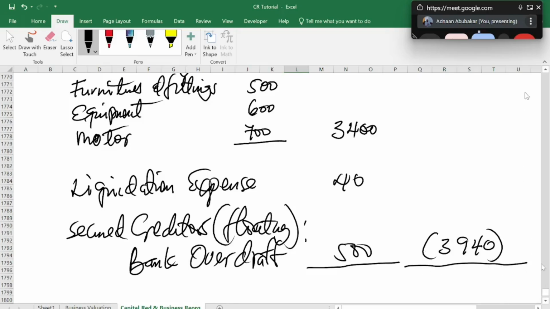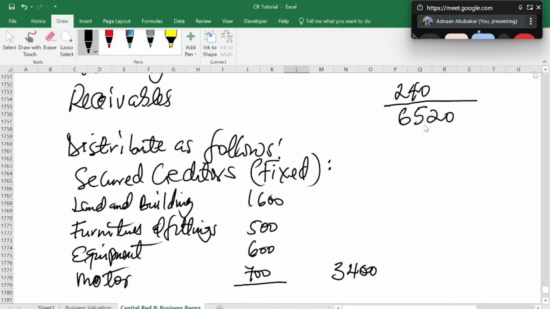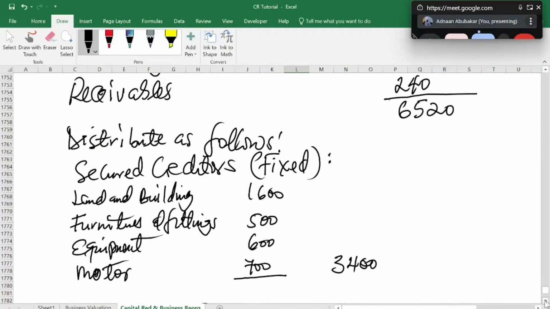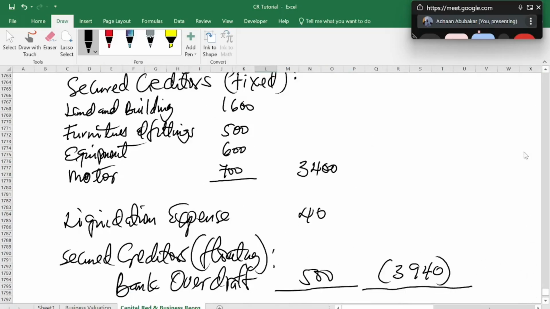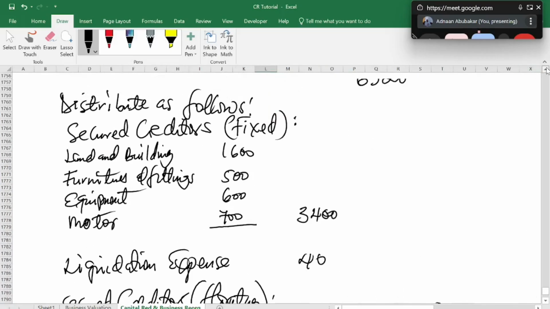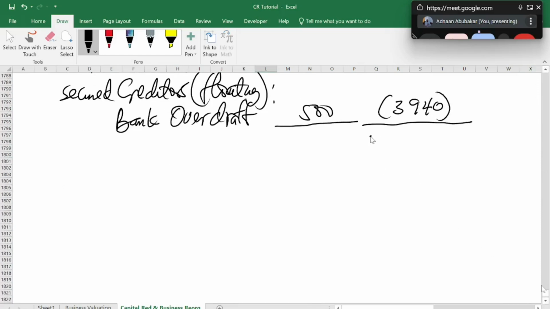From the total proceeds. So now you are going to pay this money out of the proceeds. You understand? You pay it out of the proceeds. How much do we have left? The proceeds is 6,520. 6,520 less 3,940 is 2,580. All right, so you have 2,580, right? Yes, sir. Good.